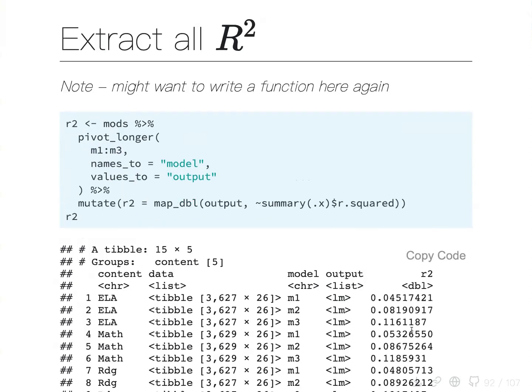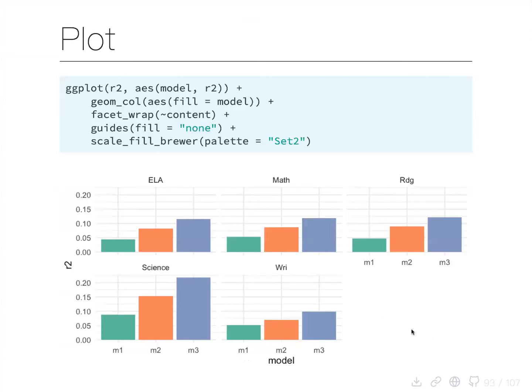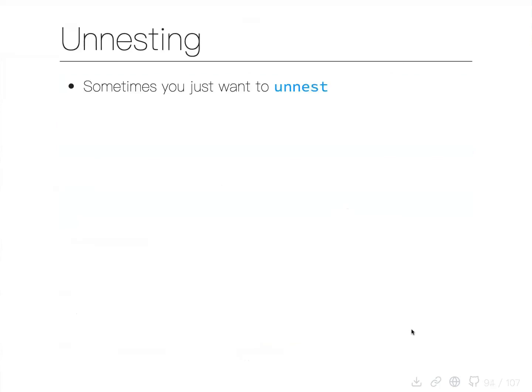That's super nice because then I can do things like extract the R squared out of all of the models at once. After I've pivoted longer, I can extract the R squared from all of them at once. And then I can actually produce plots of all the R squares.